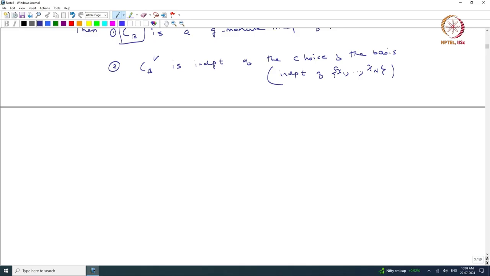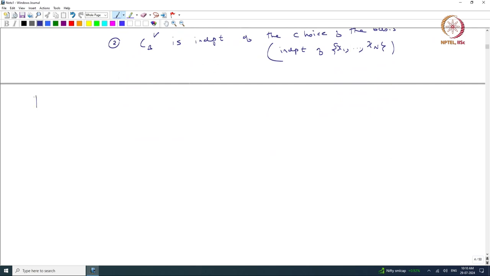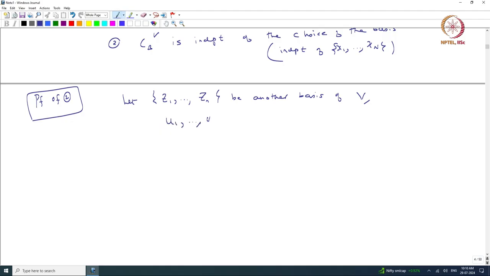The second statement says that if we take another basis, let us call it z1 etcetera zn, and define this Casimir operator with respect to that, then the value of this Casimir operator will not change. That is what we need to prove. More precisely, let us prove the second statement. Let z1 etcetera zn be another basis of capital V, and then we fix u1 etcetera un to be its dual basis.